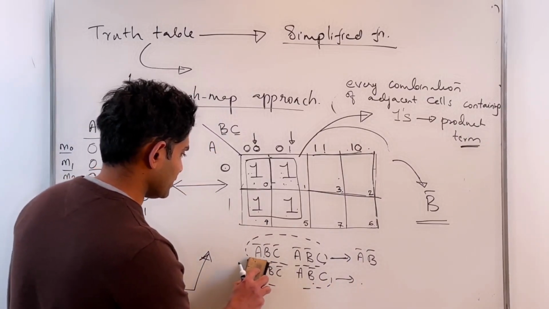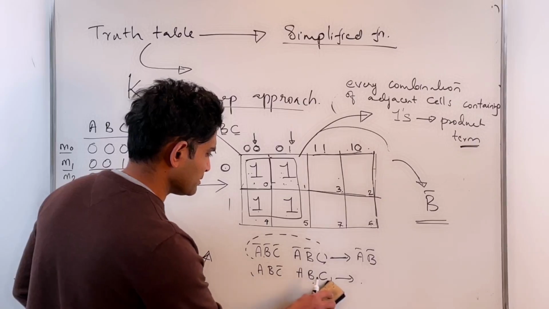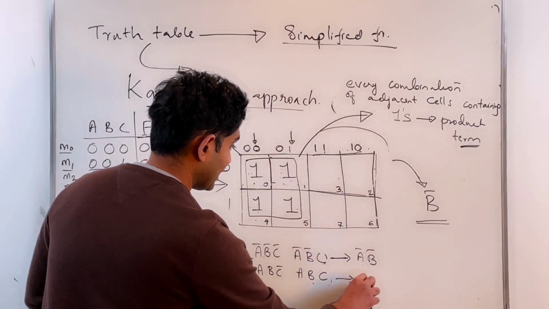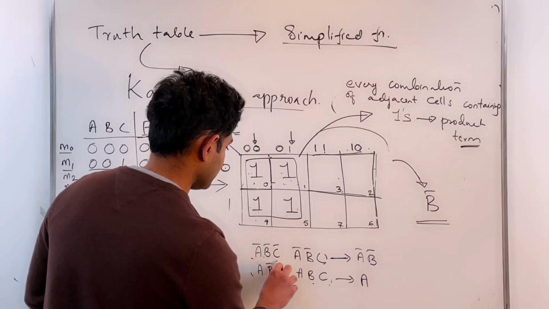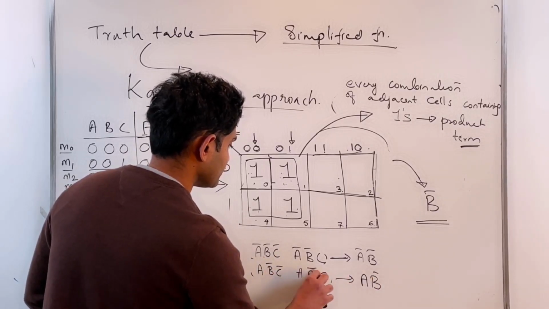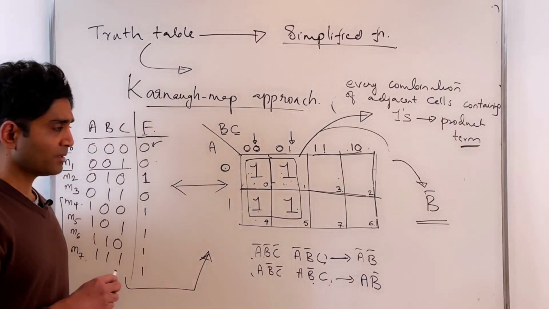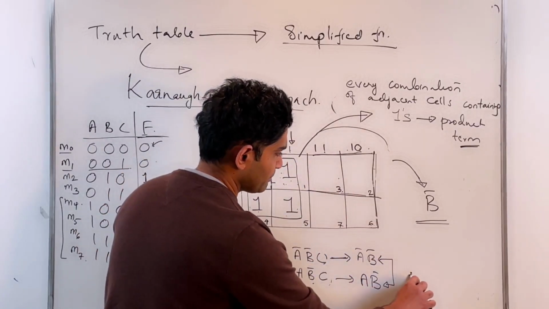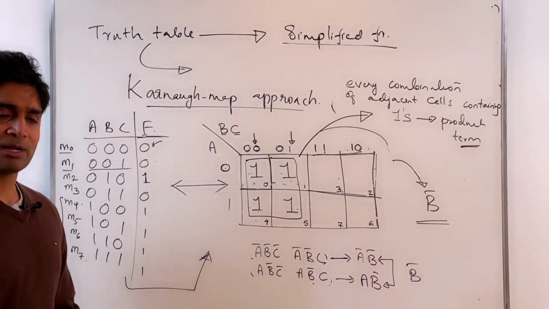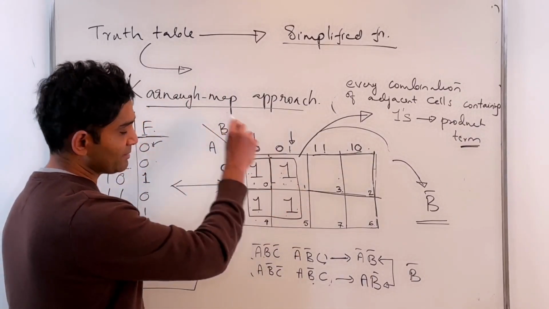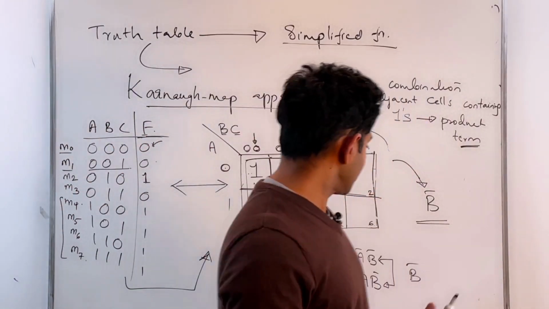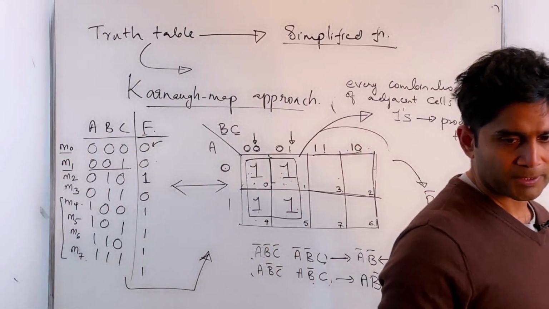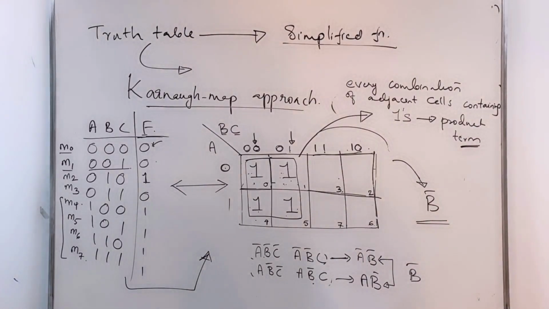Let me not do this. Okay. Combining these two cells would produce A, B prime. Now combining these two produces B prime. So instead of doing these multiple steps, you can simply combine the 4 adjacent cells and just eliminate the variables that do change, and keep the ones that do not change. Okay. All right.